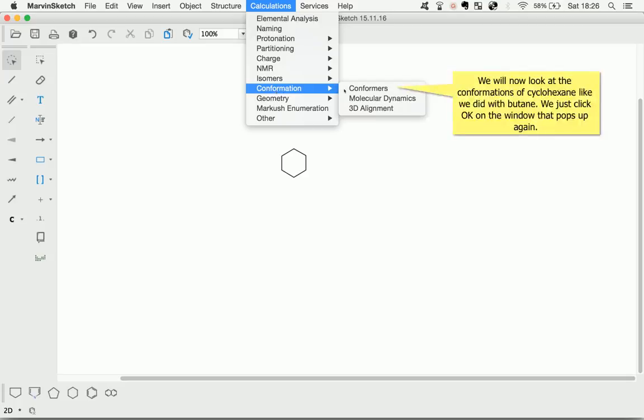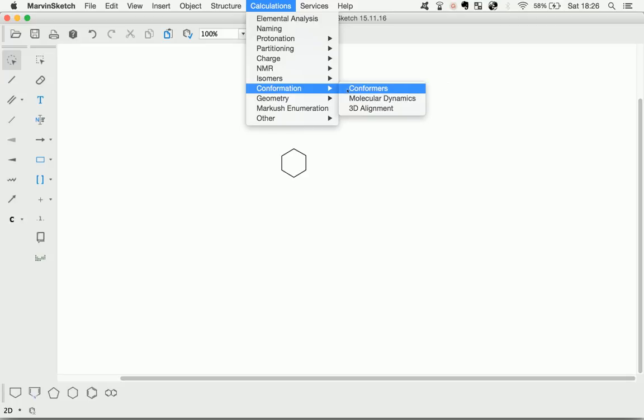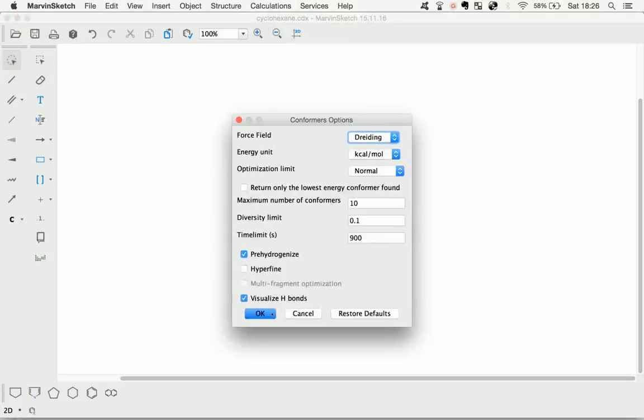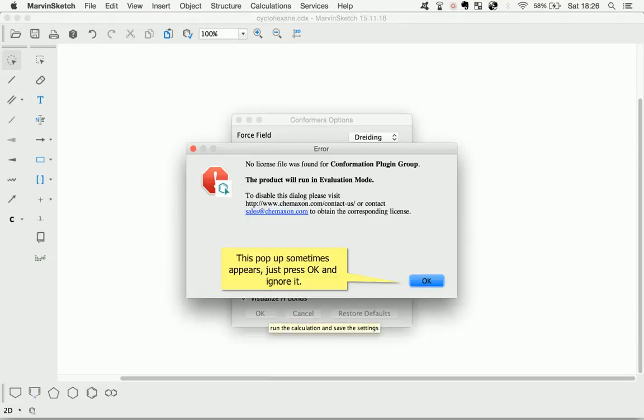We will now look at the conformations of cyclohexane like we did with butane. We just click OK on the window that pops up again. This pop-up sometimes appears. Just press OK and ignore it.